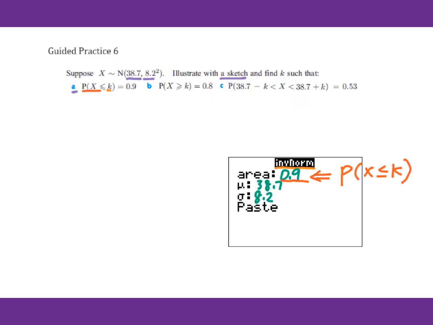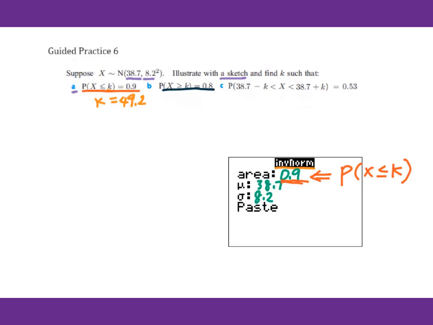Remember, the probability you put in has to be probability x less than or equal to k. Since we are looking for probability x less than or equal to k, this 0.9 is what you are supposed to put into the graphing calculator. So we get the k directly. That will be 49.2. Let's go to B.